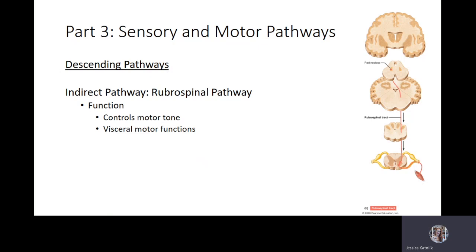So motor tone is slight contraction of the muscles to get the muscles ready for a bigger contraction. This is one of the functions of the rubrospinal pathway. It also is important for visceral motor functions, meaning it's going to go to muscles that are located within the ventral cavity, like the digestive tract, those sorts of things.